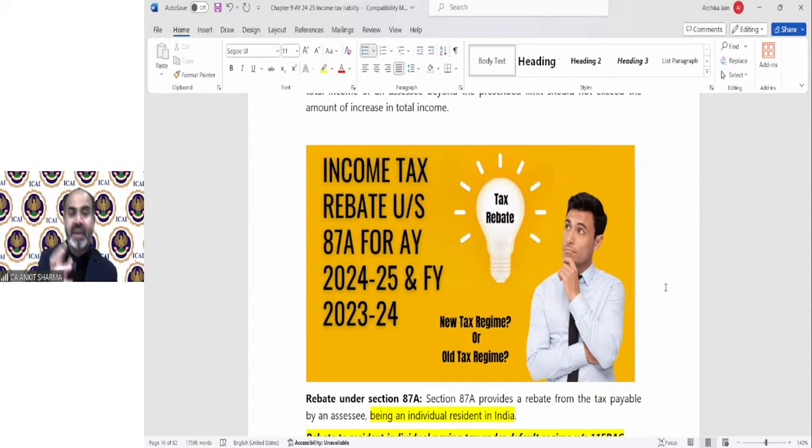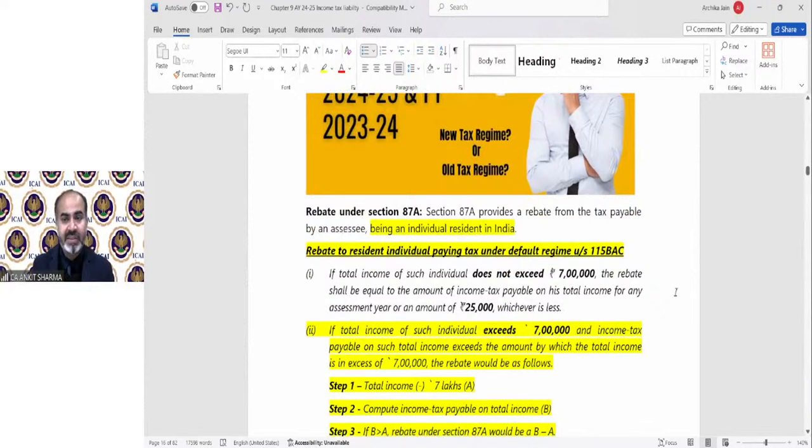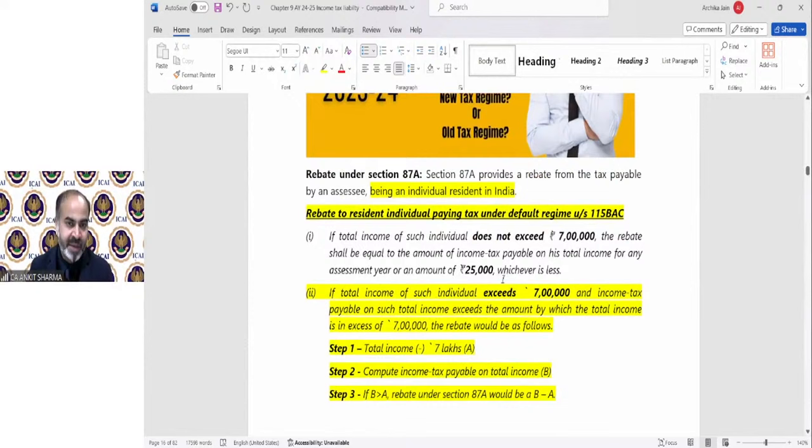Rebate under section 87A. Section 87A provides a rebate from the tax payable to an individual resident in India. So for section 115BAC, there are two rebate provisions applicable. If total income of such individual does not exceed 7 lakh, the rebate shall be equal to the amount of income tax payable on his total income for any assessment year or an amount of 25,000, whichever is less. So in case of 115BAC, your maximum rebate will be 25,000 or your tax, whichever is lower.